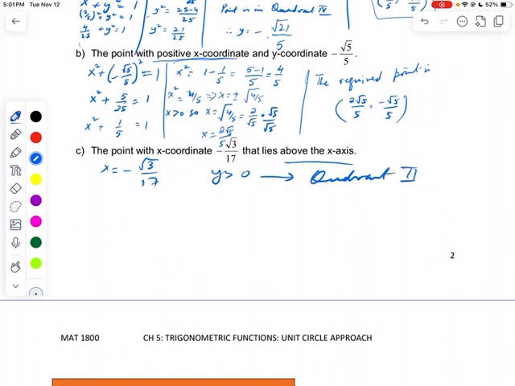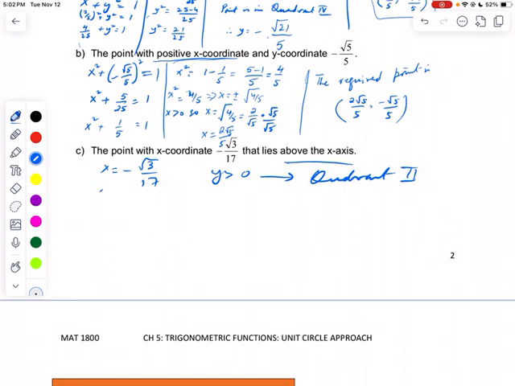Now, the question didn't ask us to tell which quadrant the point will be in, but there is no harm in writing that, or at least knowing. So what do we do now? We have to find the y coordinate, so we do the same thing we have been doing in the previous two parts. So plug in the equation of the circle.